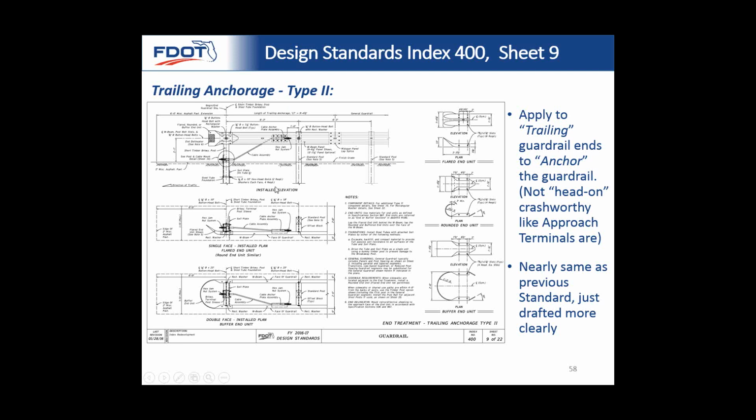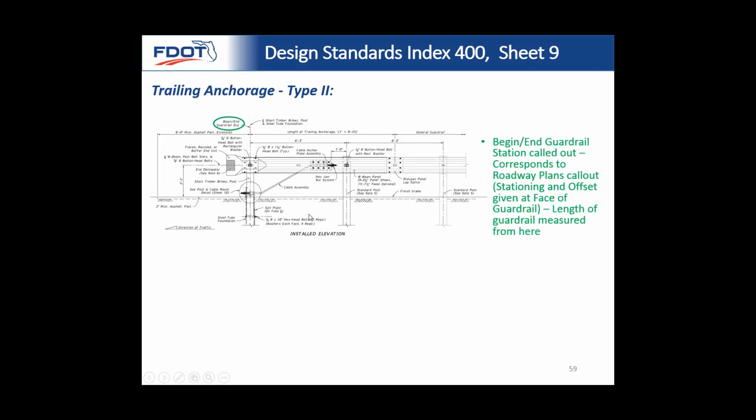You put a trailing anchorage. Essentially, when you're outside the clear zone of any opposing lane, outside any clear zone of approaching traffic, you put a type 2. For a two-way road, you can have traffic on the opposite side going the opposite direction, but you're still within the clear zone of it. In that case, you want to put an approach terminal on both sides. We'll explain a little more of that coming up.